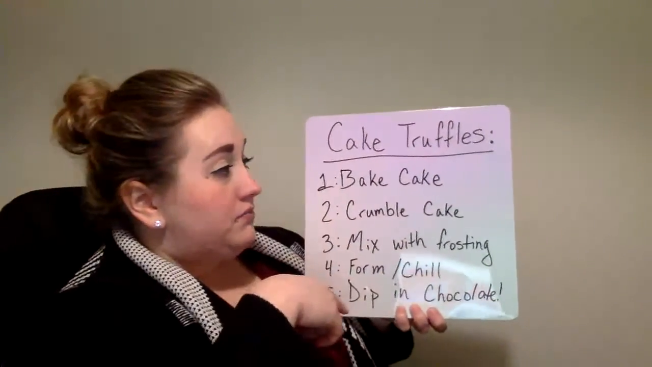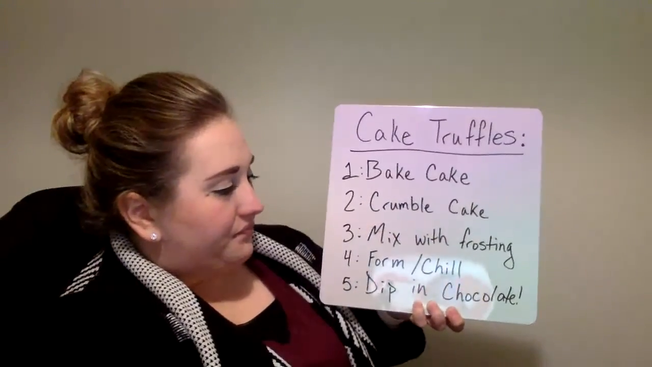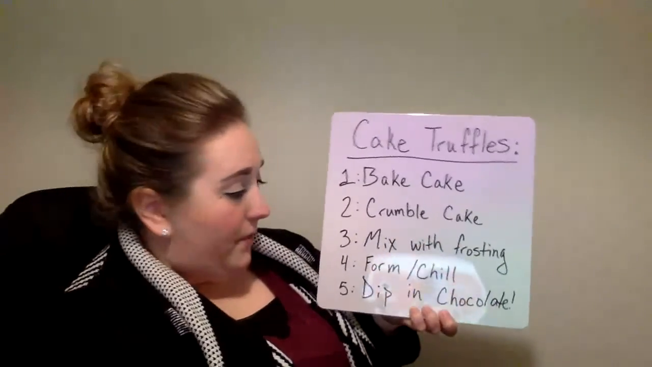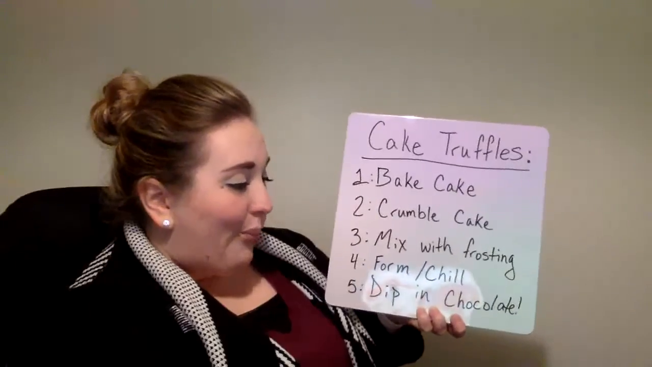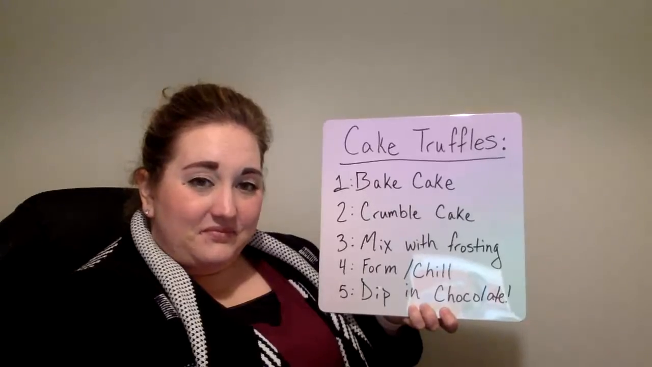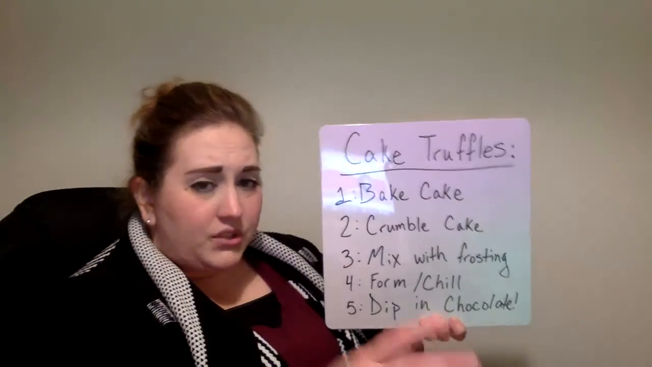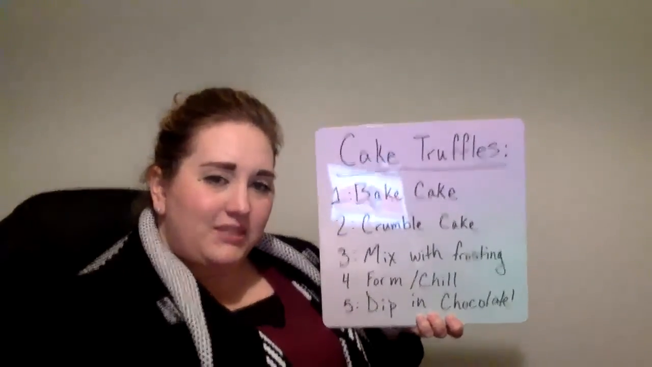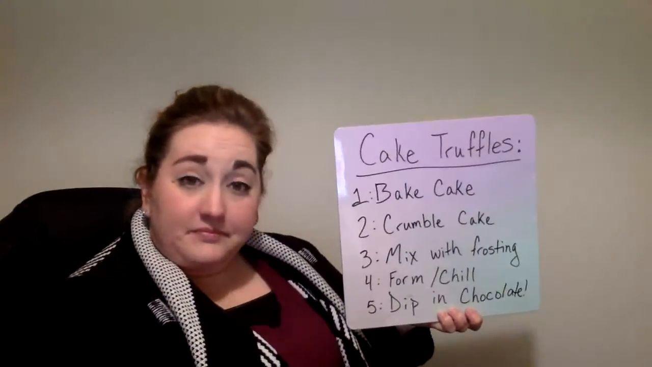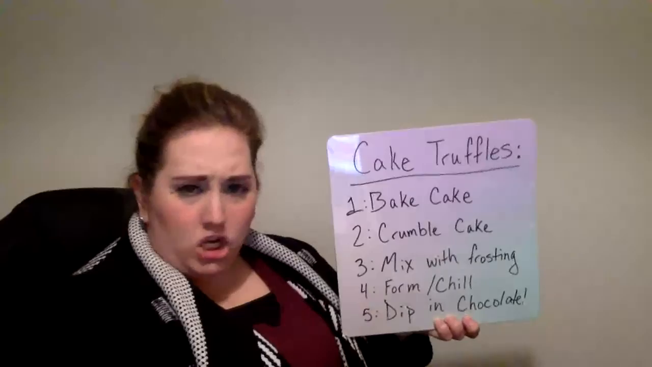Okay, cake truffles. Bake a cake, crumble the cake, mix the cake with frosting, form the cake, and then chill it, and then dip the cake in chocolate. That's it. Okay, go make cake truffles. Do you feel right now, in this moment, like you have all of the information you need? I feel like no, you don't.